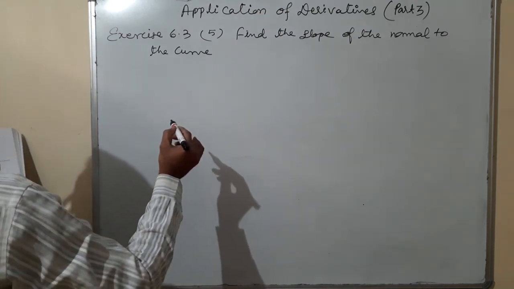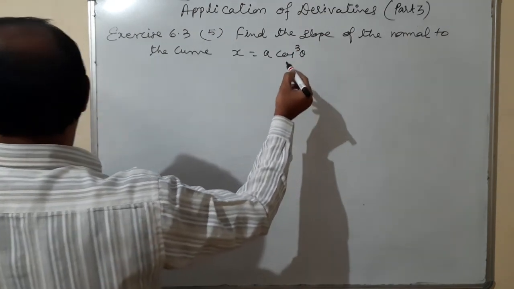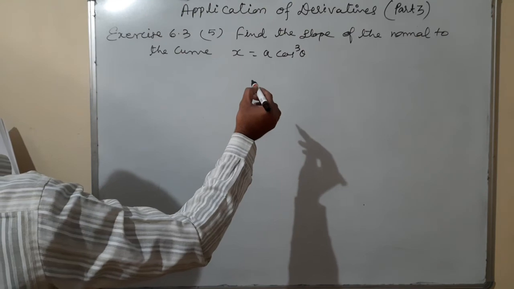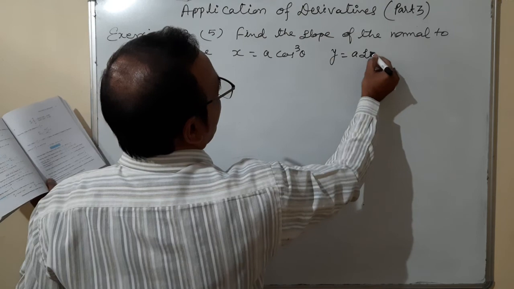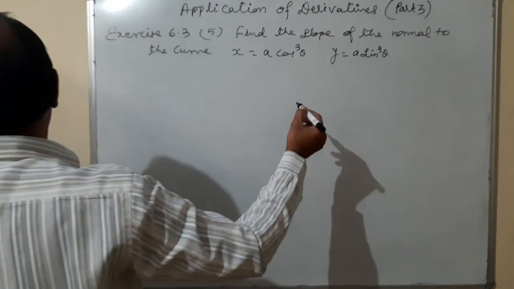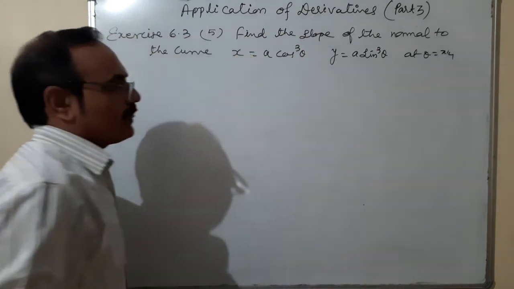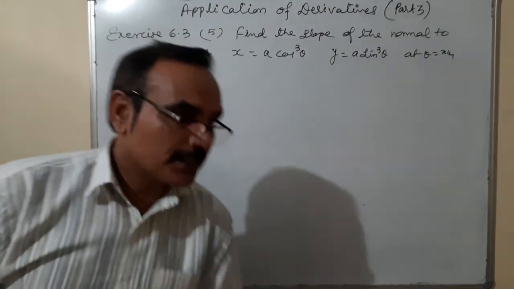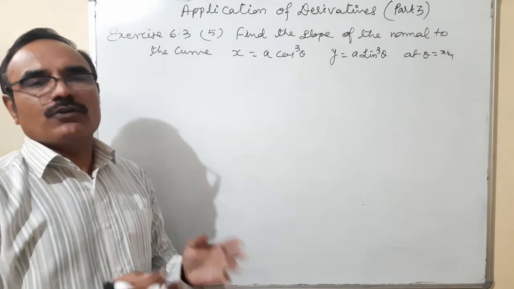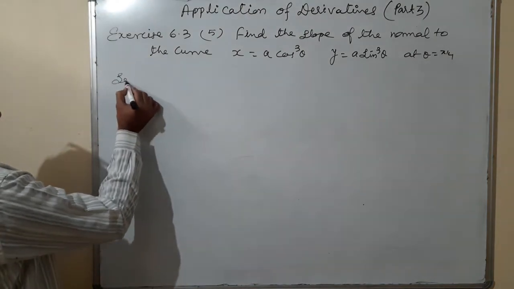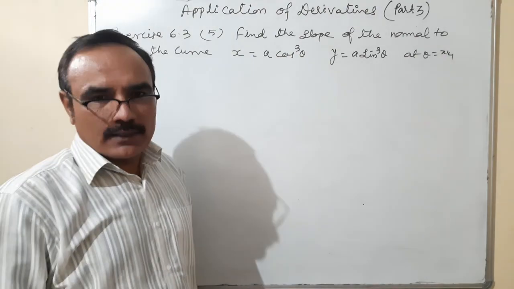x is equal to a cos cube theta and y is equal to a sin cube theta, at theta is equal to pi by 4. Question clear? Find the slope of the normal to the curve. Normal slope is minus 1 upon f dash x.